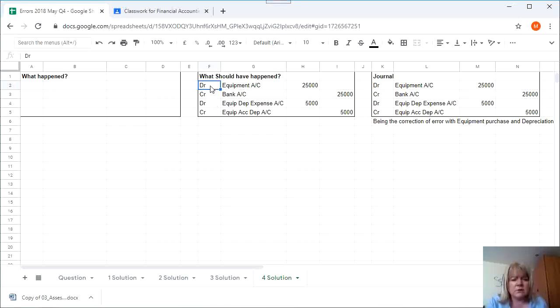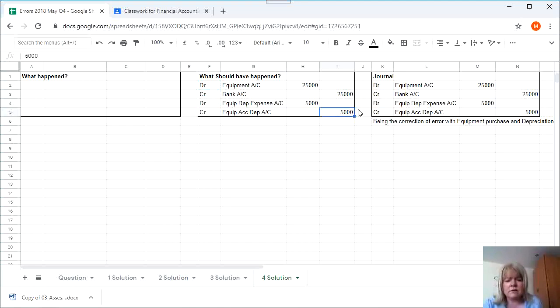So what should have happened is, with the purchase of the equipment, we should have debited the equipment asset account 25,000, and we should have credited the bank where the payment was made through for 25,000. And with regard to the depreciation, we should have debited the depreciation expense account for equipment, and credited the accumulated depreciation, the minus to the fixed asset in the balance sheet, of 5,000.